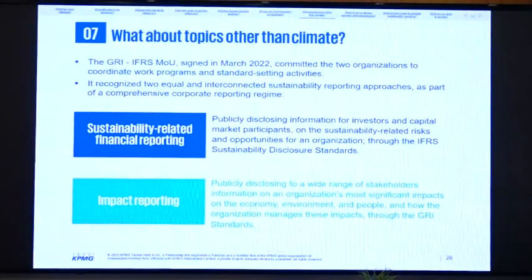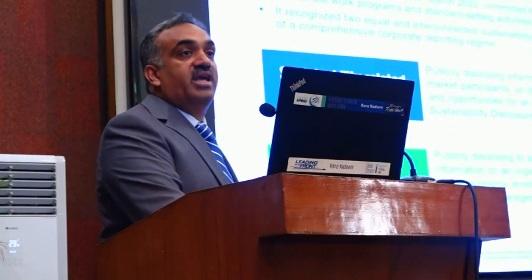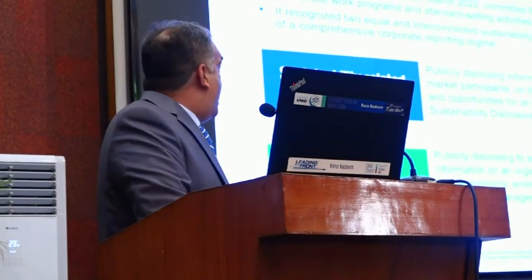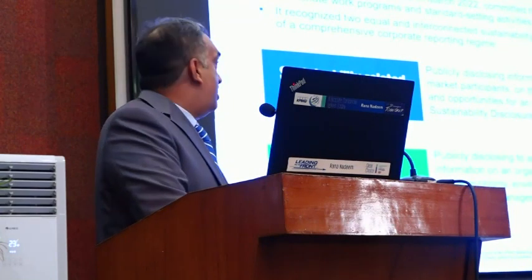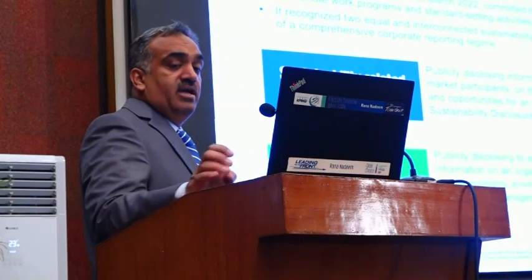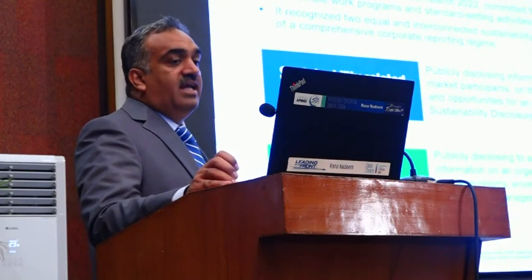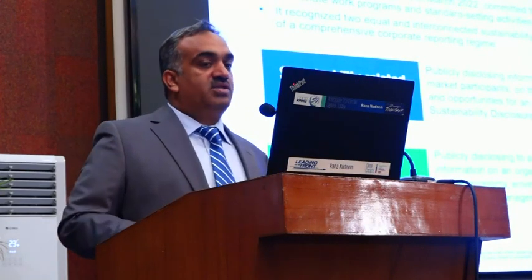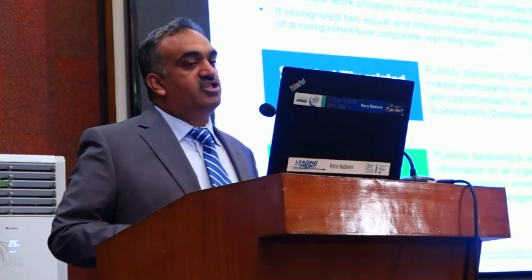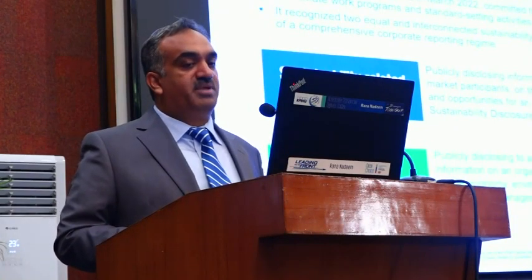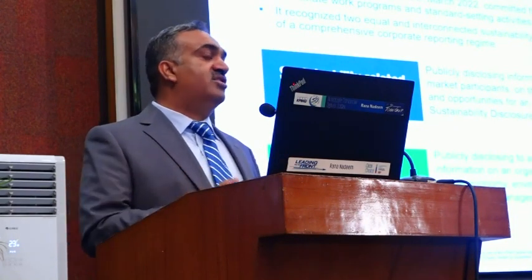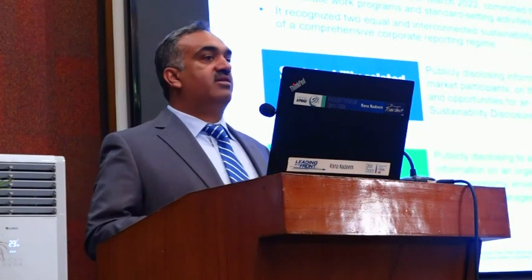This is the divide which my colleagues have forced me to explain. Sustainability-related financial reporting is the subject of S1, S2. But impact reporting is not part of this at this point in time. What is impact reporting? Impact reporting is publicly disclosing to a wide range of stakeholders information on an organization's most significant impacts on the economy, environment, and people, and how the organization manages these impacts, through the GRI standards.